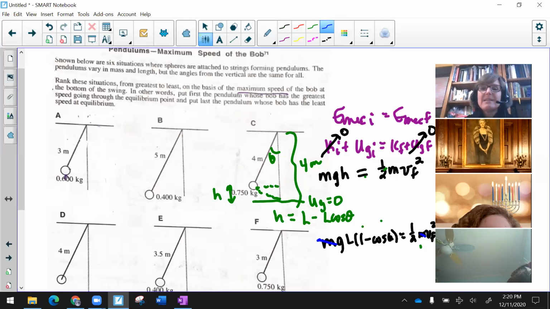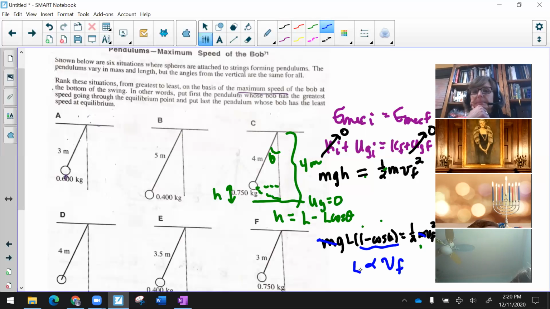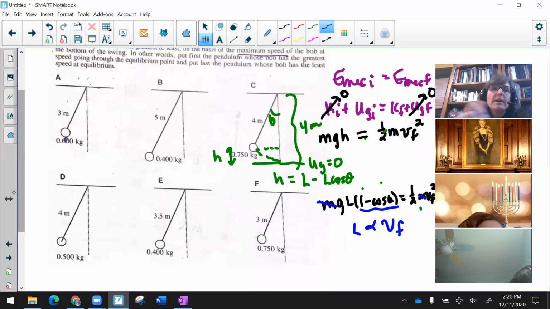And our masses cancel, and this part is constant. So basically we're saying that v final is proportional to L. So the longer the pendulum, the greater the velocity at the bottom. Okay, we good?